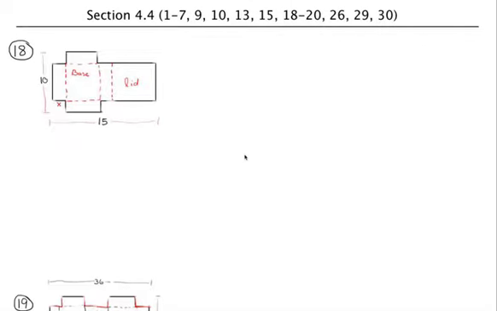So this will be part 5 of section 4.4, and in this video I'm going to try and set up the rest of the problems, 18 through 30. We'll see how far we get.